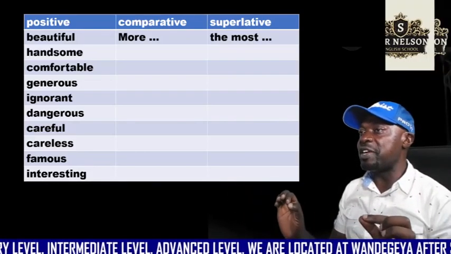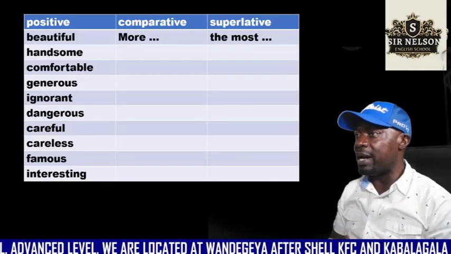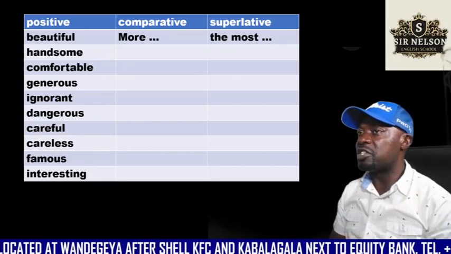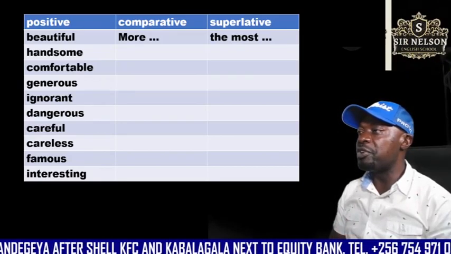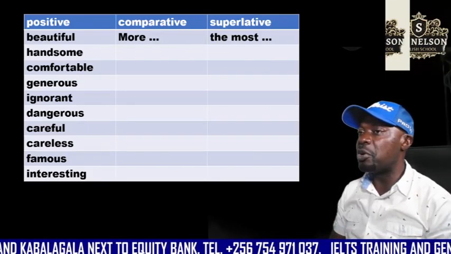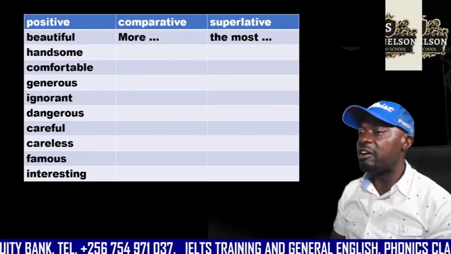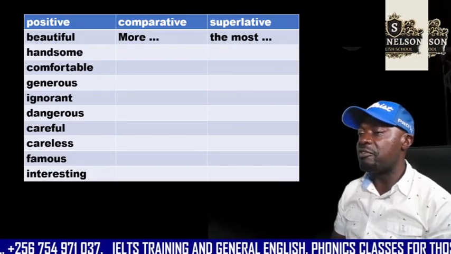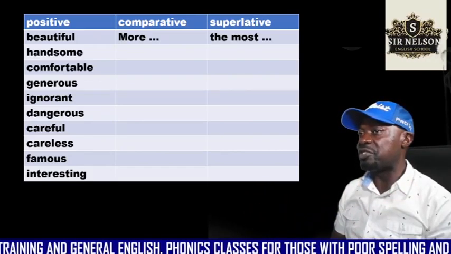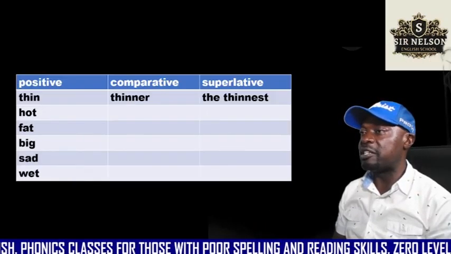Now these are long adjectives. If the adjective is long, we don't add ER or EST. In the comparative, we use more. In the superlative, we use the most. Beautiful, more beautiful, the most beautiful. Handsome, comfortable, generous, ignorant, dangerous, careful, careless, famous, interesting. These are long adjectives. So complete the table, write the comparative and the superlative.